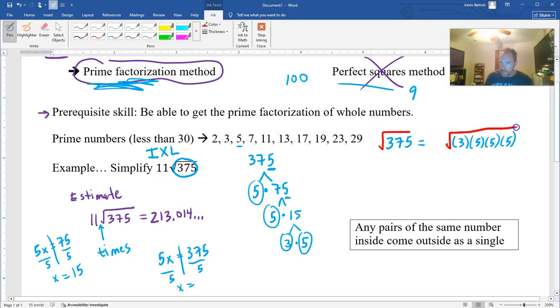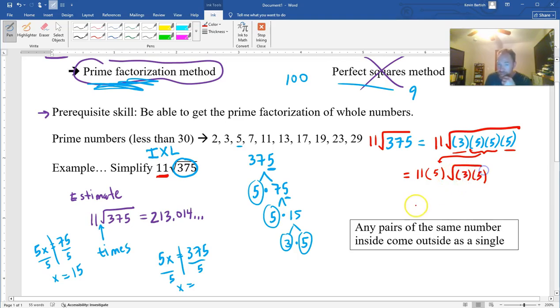And then also don't forget we've got the 11. So now I'm going to bring that 11 back. And remember, I left a little bit of space here. We've already got the 11 outside the square root, so that's just going to stay there for now. But now I can use this reasoning: any pairs of the same number inside come outside as a single. So we don't have a pair of 3s, but I do have a pair of 5s, so a single 5 gets to come outside the square root. And then this 3 and the other 5 don't have partners, so they have to stay inside.